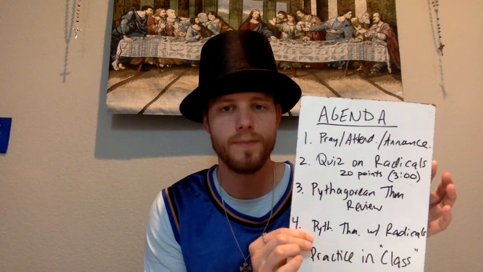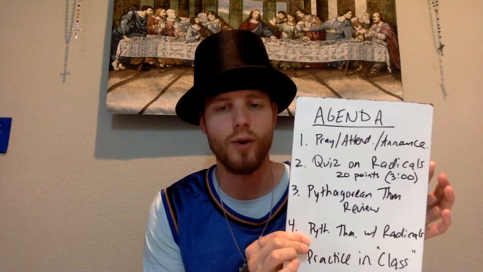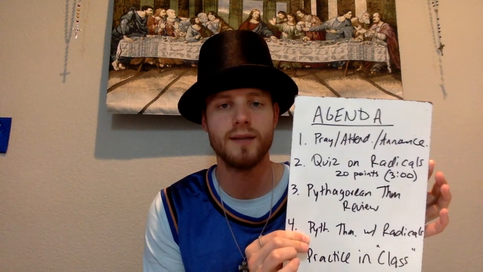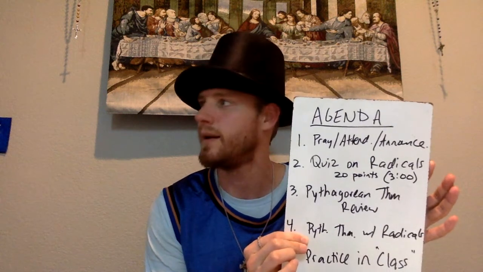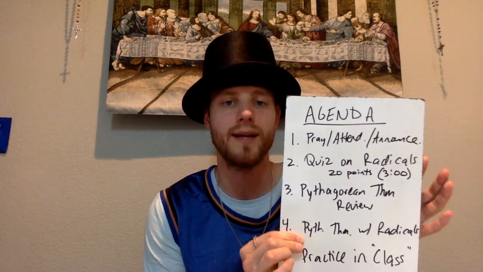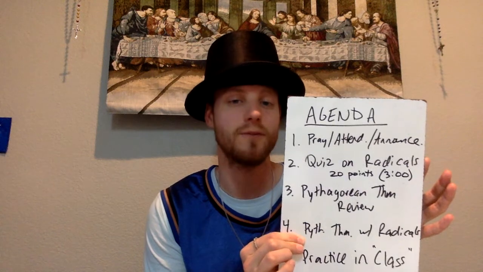You guys have a quiz today, 20 points on radicals: multiplying, dividing, simplifying. That needs to be in by 3 o'clock today, otherwise you will be getting a 0. No questions today on those. You need to ask those questions beforehand, so make sure you are preparing and disciplining yourself in advance before class.